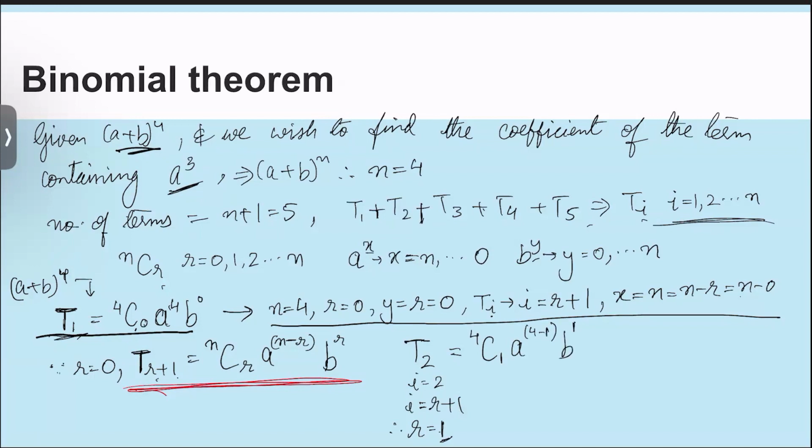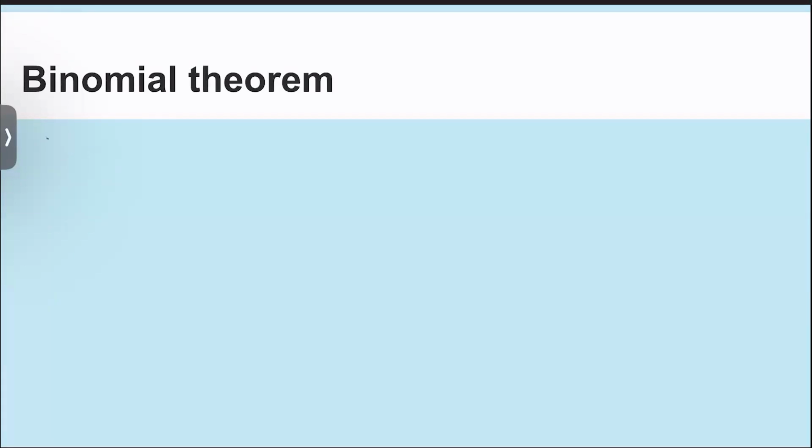So this is how you can find any term when you are given one. Now we want to find which term will have a cube in it. What term will have a cube in it? Over here we see that ax is in the form of a raised to 3, and our given expansion is (a plus b) raised to 4.